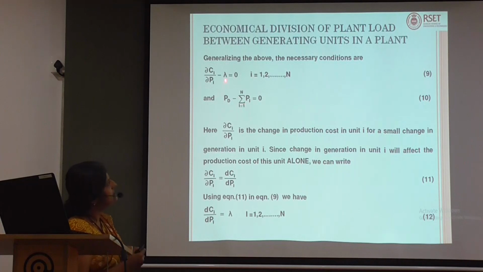Now dou Ci by dou Pi is nothing but the change in the production cost of the ith unit for a small change in the ith unit generation. Since the production cost of that unit depends upon that generation alone, dou Ci by dou Pi can be taken as dCi by dPi, because the ith unit cost depends upon the ith unit generation alone. So this condition changes to dCi by dPi equal to lambda, where i can take any value between 1 to n.